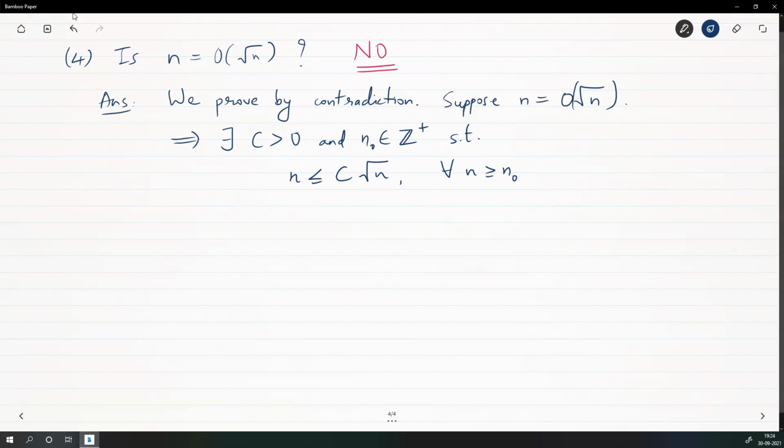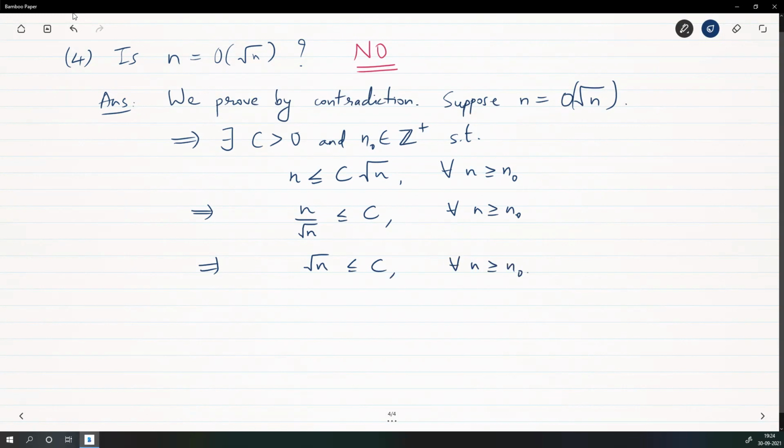Okay, but then there's a problem, right? For all n greater than or equal to n naught, this is true. So n naught is positive, so all these quantities, n and square root n, are positive numbers. So we can always divide and the inequality remains the same. So dividing n by square root n, this is less than or equal to the constant c for all n greater than or equal to n naught. But n by square root n is square root n. So square root n is less than or equal to c for all n greater than or equal to n naught.